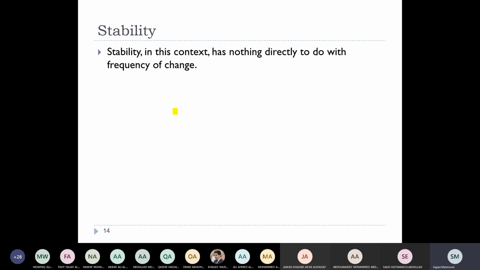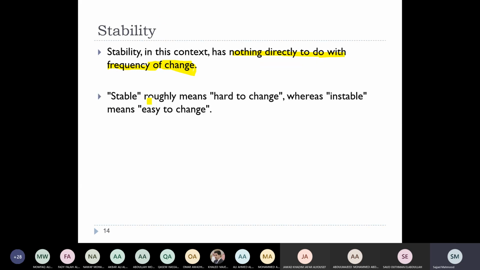So in the context of today's discussion, we are not referring to stability in terms of frequency of change. We're not saying that frequency of change is stability. That is another way of measuring stability, and I'm not focusing on that. Stability in this context has nothing to do with the frequency of change. What stability means in this principle is, roughly, that a package is stable if it is hard to change, and we say a package is unstable if it's easy to change. Okay.